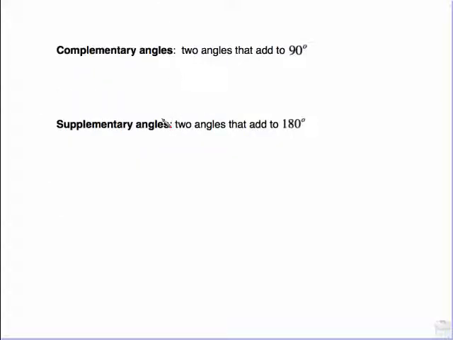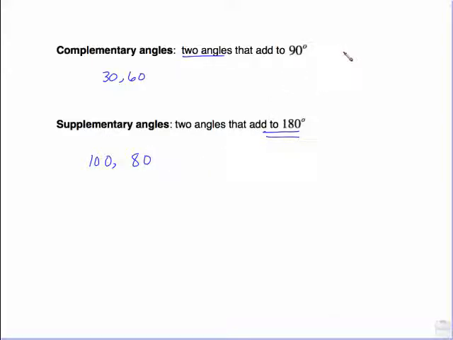Two other words, complementary angles are two angles that add up to 90. So a 30-degree angle and a 60-degree angle would be complementary because their sum is 90. Supplementary angles are two angles that add up to 180. So if one angle was 100 and the other angle was 80, then we've got supplementary angles.